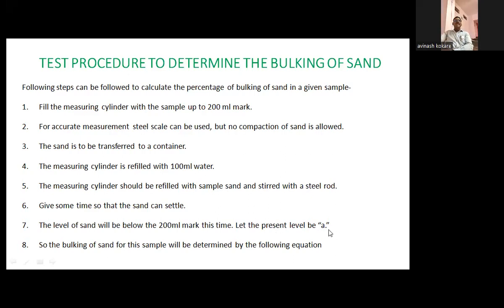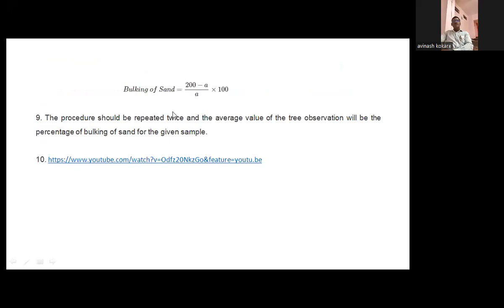That we have to measure as A, and that measured level A we have to put into this formula. Bulking of sand: 200 is the 200 ml sand volume, and A is the lesser height after the addition of water.